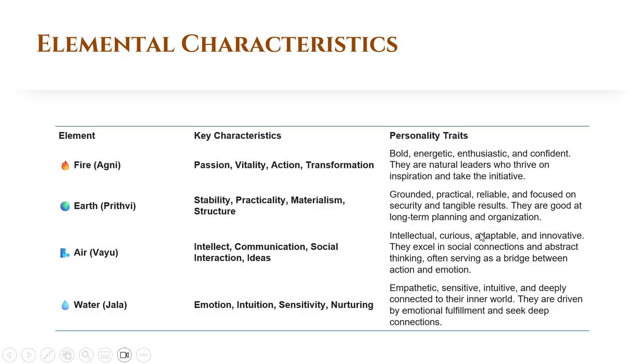Now let's say someone has more planets in Vayu Rashis, air Rashis. What are the airy Rashis? Third, seventh and 11th. What is third? Gemini. Seventh, Libra. 11th, Aquarius. So what do these Rashis represent?